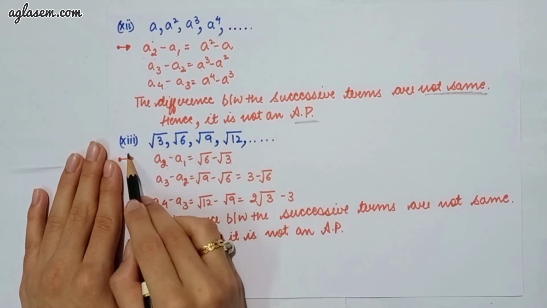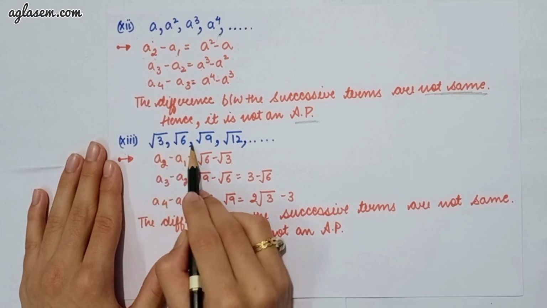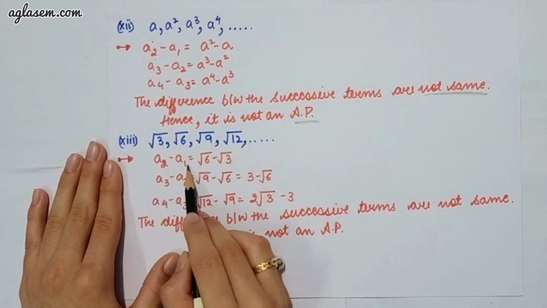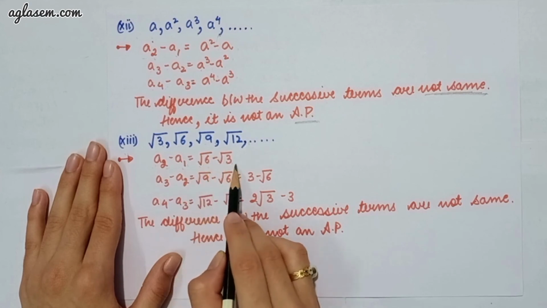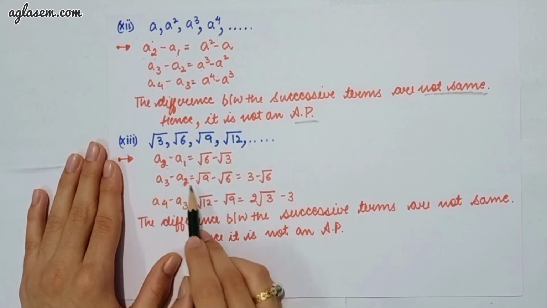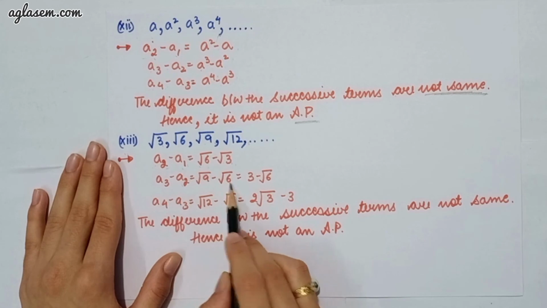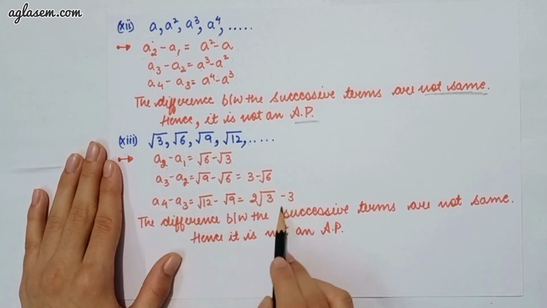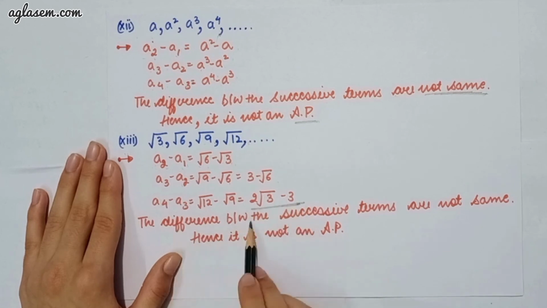Moving to our 13th part, which says root 3, root 6, root 9, root 12. So here A2 minus A1 will give you root 6 minus root 3. A3 minus A2 will give you root 9 minus root 6, that is 3 minus root 6. A4 minus A3 will give you minus 2 root 3 minus 3. So here the difference between the successive terms is not the same. Therefore, it is not an arithmetic progression.